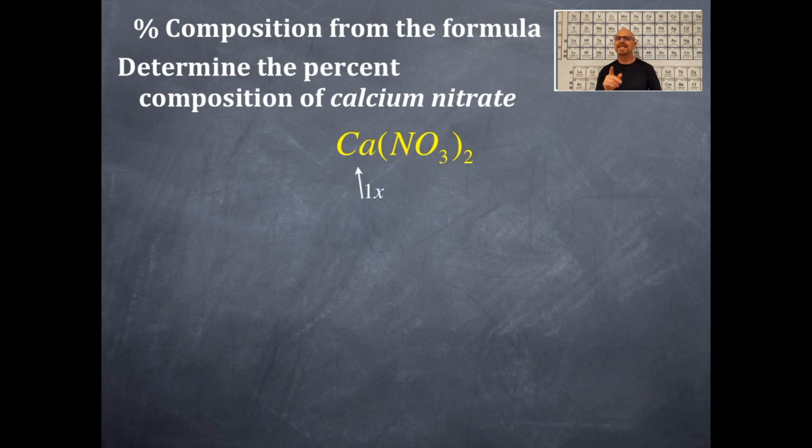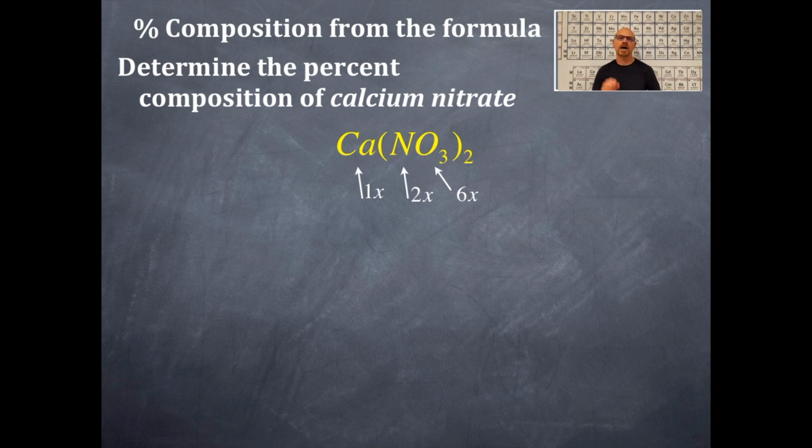So how many calciums do you see in this formula? 1. How many nitrogens do you see in this formula? 2. You're distributing that 2 outside the parentheses. How many oxygens do you see in this formula? 6. All right, so from those numbers and your periodic table, you're going to determine the molar mass of calcium nitrate using the correct number of what? Yeah, you're going to round it correctly so it's the fewest number of decimal places.